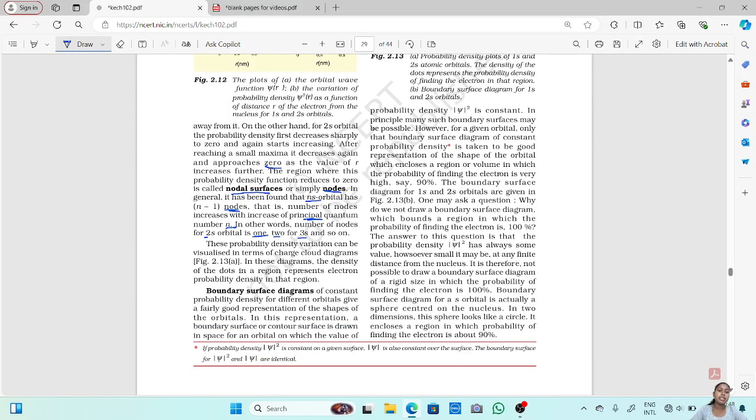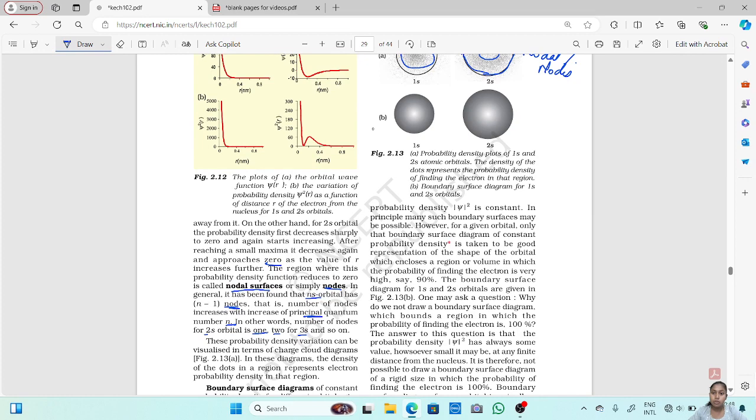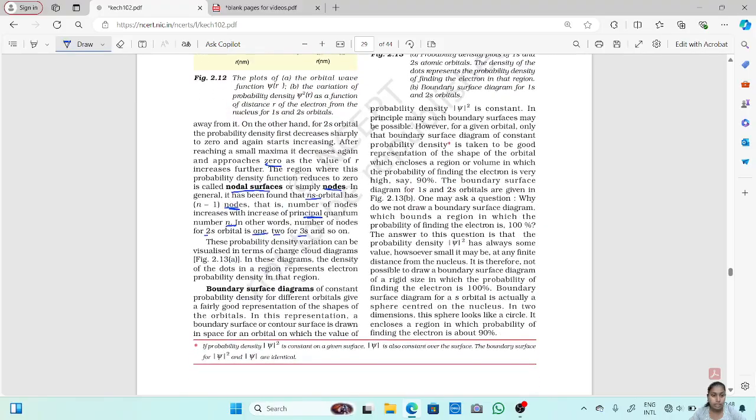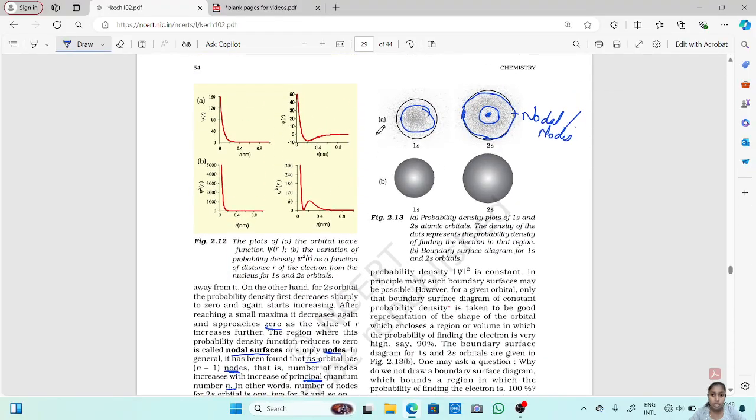These probability density variations can be visualized in terms of a charge cloud diagram. It can be observed using a charge cloud diagram. So this is the charge cloud diagram. You can see, right? This is known as a charge cloud.